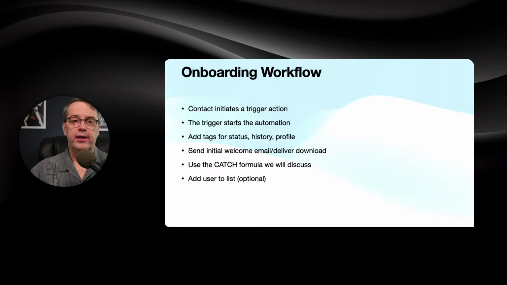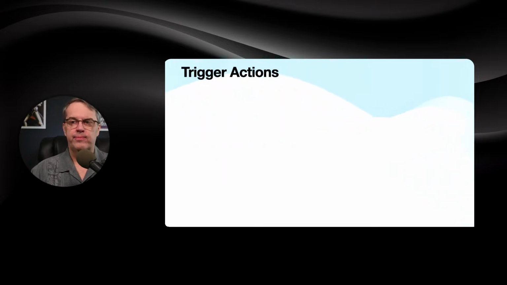You add the user to a list. And again, this is optional. Tags could be all you need, but if you have a list, that is useful and handy. And then you add them to a nurture sequence. So all of these are different steps that are happening in the workflow of your automation. And then that's it. I end the automation right there. That is the automation's role in onboarding. Now the nurture sequence takes over everything else.